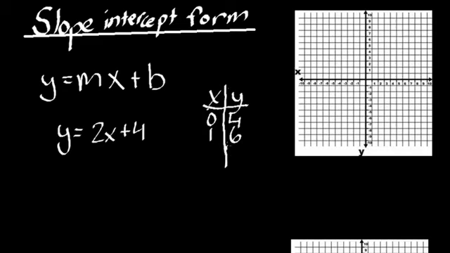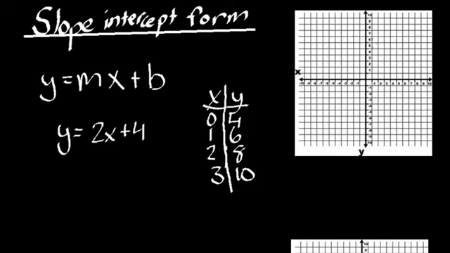You could already make a line with just 2 coordinates, but I'm going to do 2 more coordinates to make sure. If we had 2, that would be 2 times 2, which is 4, plus 4, which would be 8. If we had 3, 3 times 2 is 6, plus 4 would be 10.